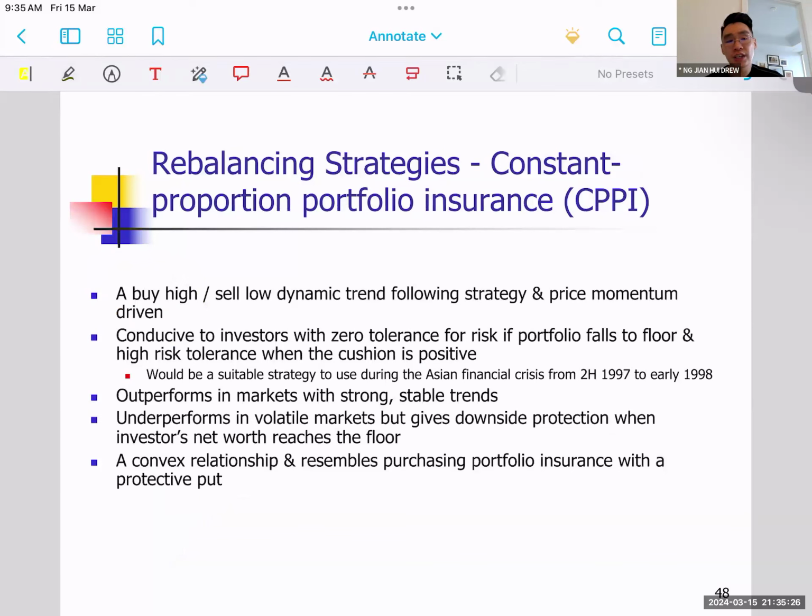Okay, so this strategy, I feel, is the easiest to understand. Because you buy more as it rises, you sell as it drops. It capitalizes on the price momentum of stocks. Of course, if the investor has zero risk tolerance and the portfolio falls to the floor, because you have a floor, you can't protect your investor. High risk tolerance, if your investor has high risk tolerance, is when the cushion is positive, because now you have a small little cushion.